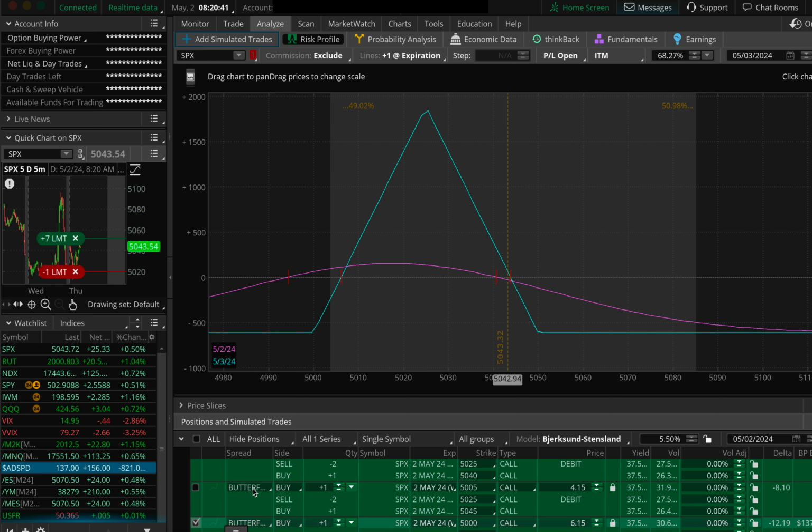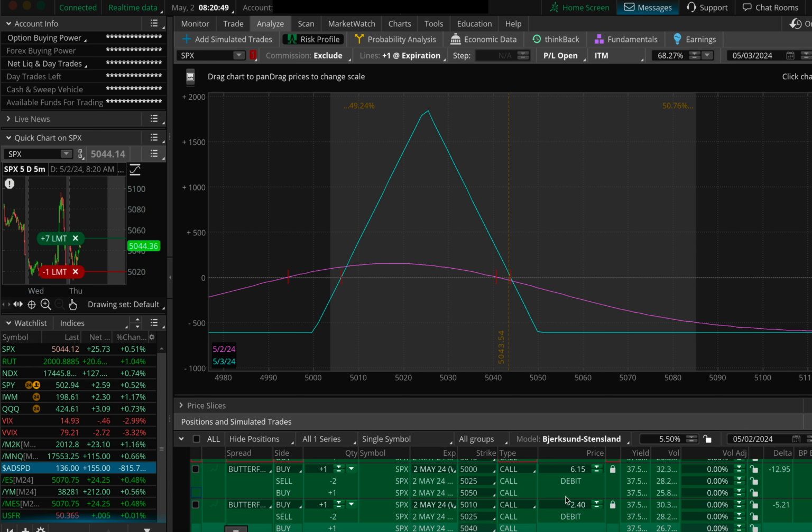And then let's look at our live money trade. So we took one live money trade today on the 15-point wide. So here is the live trade.